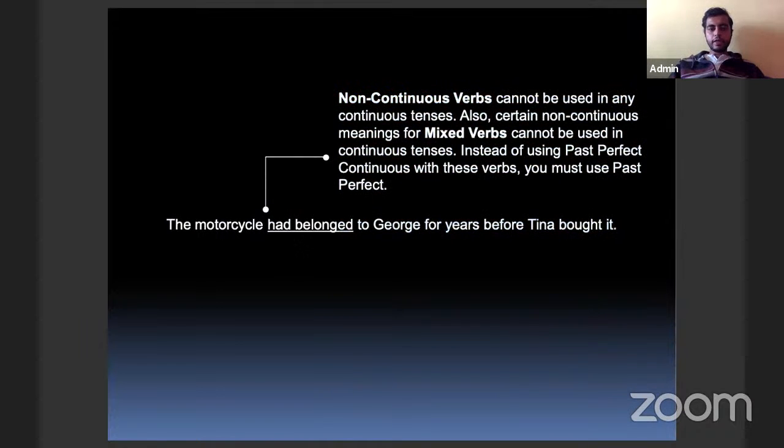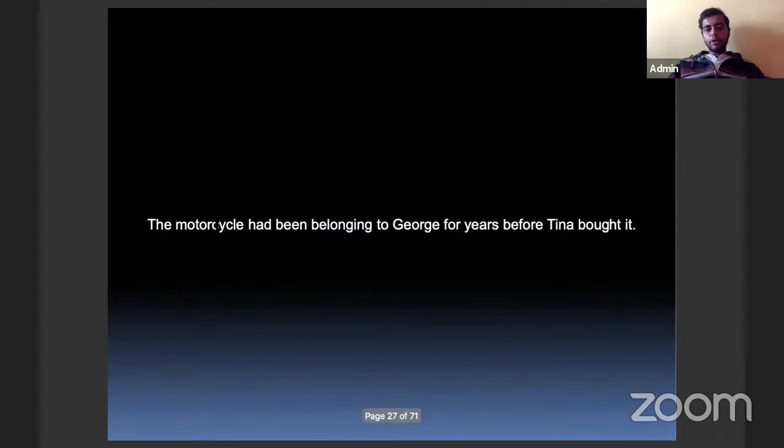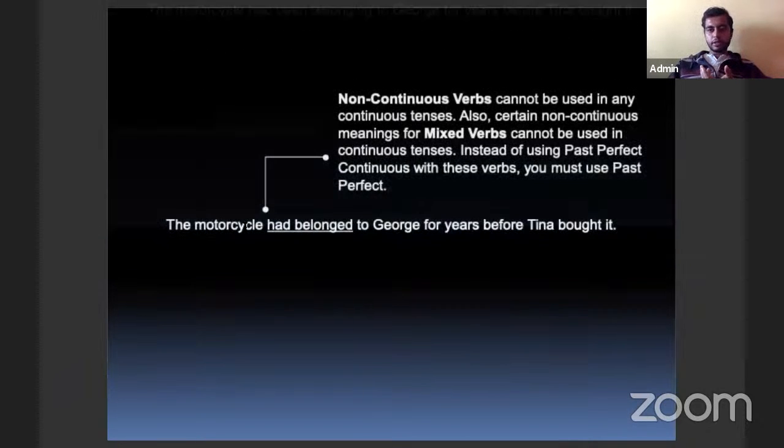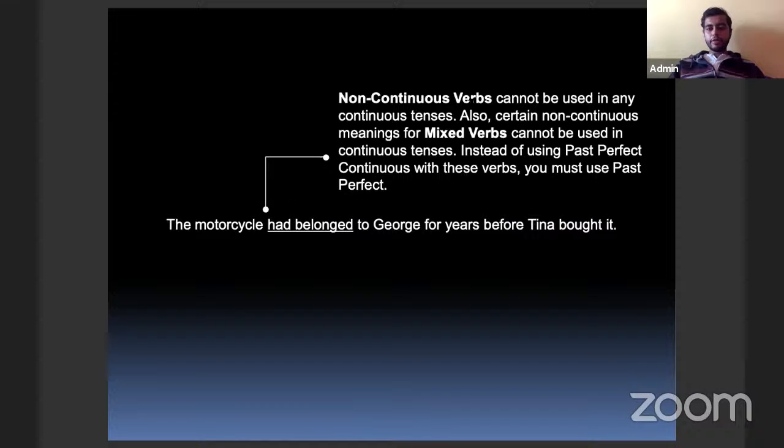Mixed verbs, okay. Non-continuous verbs, meaning it belonged. Like George sold it to Tina. So the belongingness of the motorcycle is not continuing with George, which is why it is non-continuous. This verb is non-continuous because George has not continued being in possession of the motorcycle, because Tina has already bought it. So you cannot use a continuous tense, whether it is past, present, or future, for a non-continuous verb.